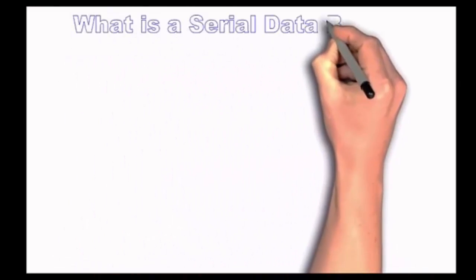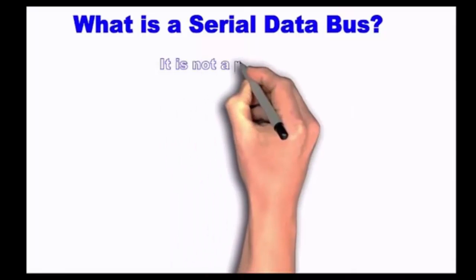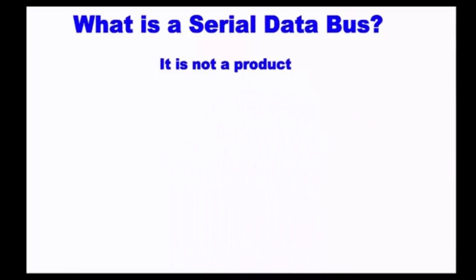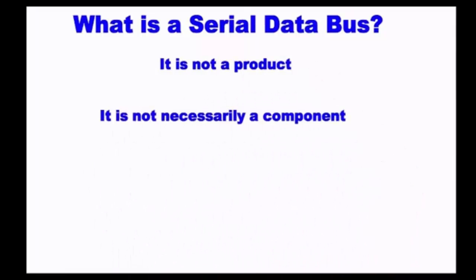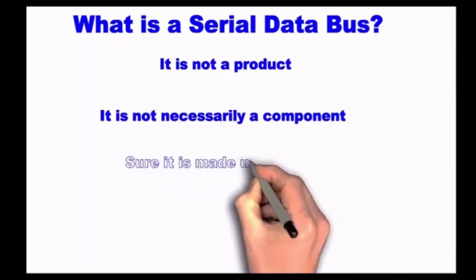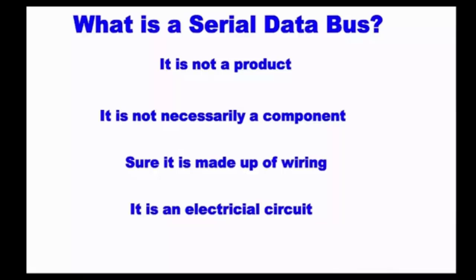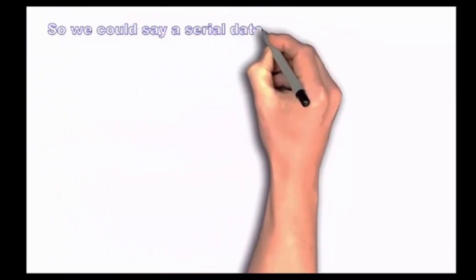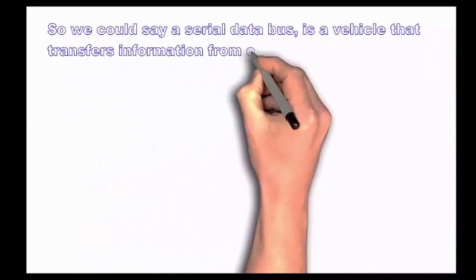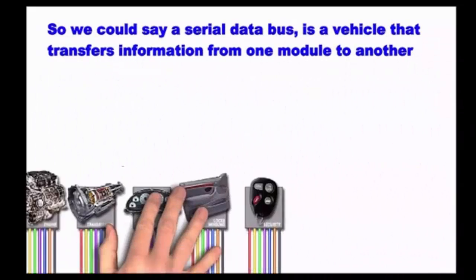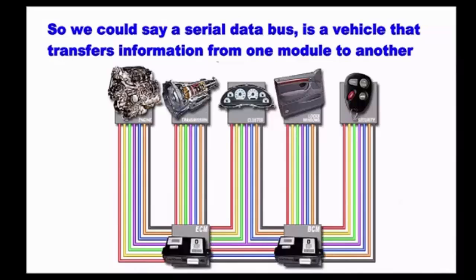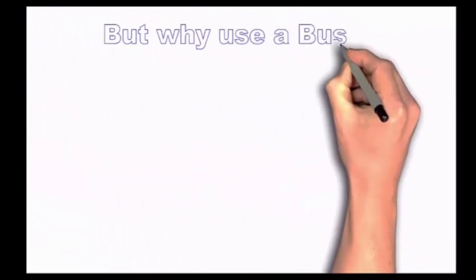What is a serial data bus? It's not a product. It's not necessarily a component. Sure, it is made up with wiring and it is an electrical circuit that enables various modules or a diagnostic tool to communicate with each other. So we could say a serial data bus is a vehicle that transfers information from one module to another module or to a diagnostic tool, which is of course our scan tool.